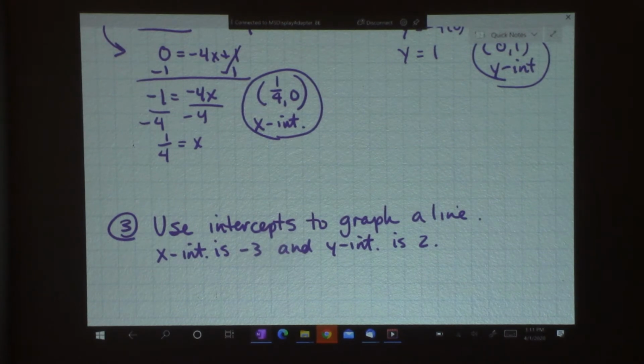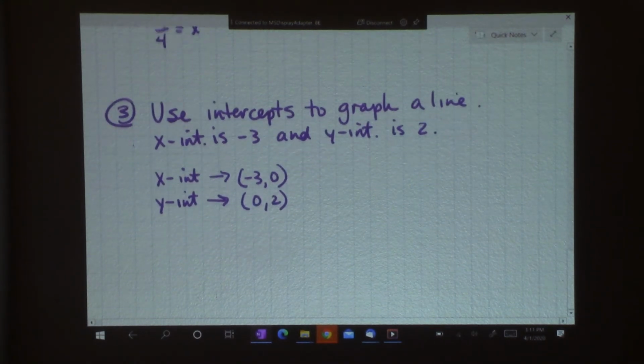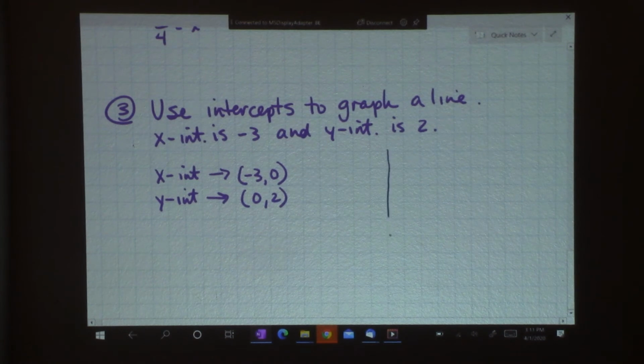So let's identify our points. If we have an x-intercept of negative 3, that means that we have negative 3 for x and 0 for y. And if I have a y-intercept of 2, that means I have 2 for y and 0 for x. They're opposites. So that's very easy, just like in the last little illustration I showed you.